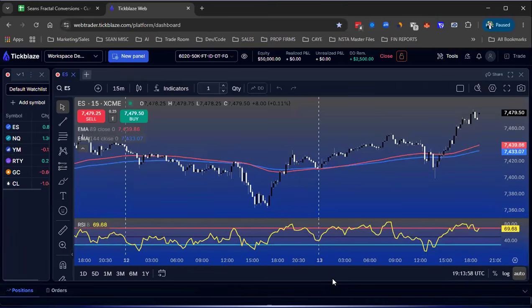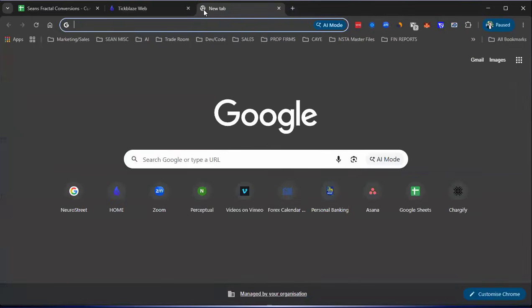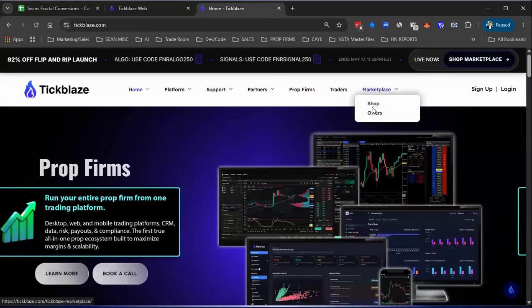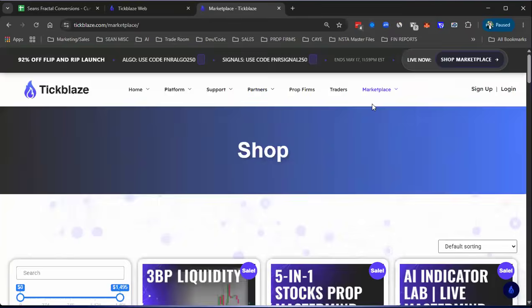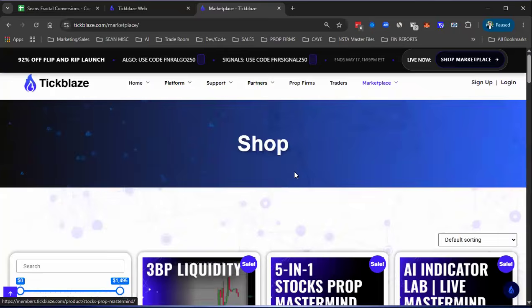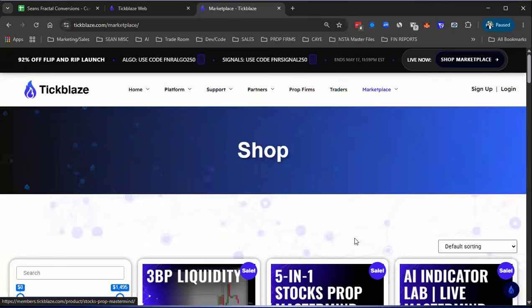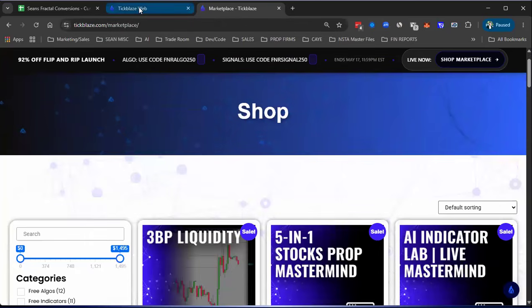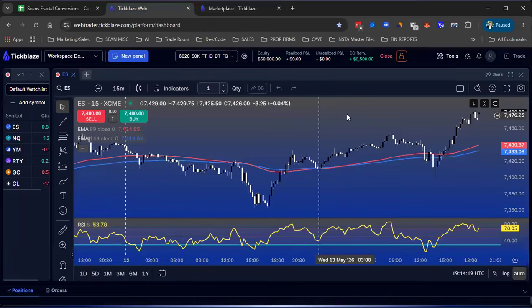Let's talk about indicators. So on the Tickblaze website, you go to tickblaze.com and you go to the shop page. Okay. You go to shop. These are all the tools. We got a lot of tools. Not all of them are coming into the web. Why? Some of them can't be built into the web and some of them can.